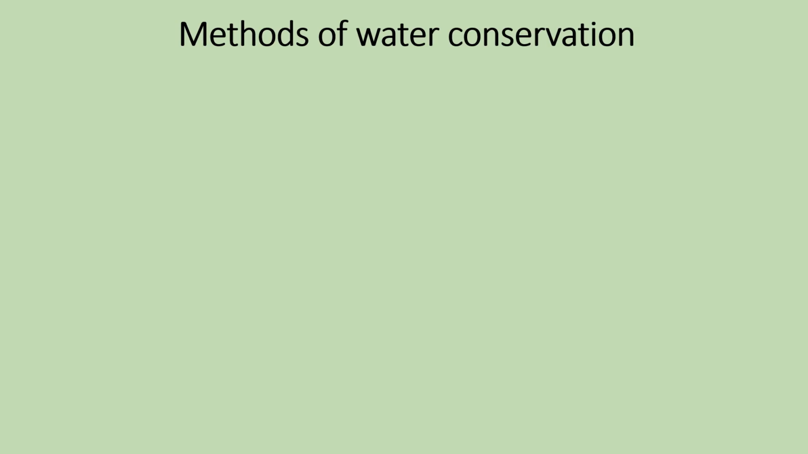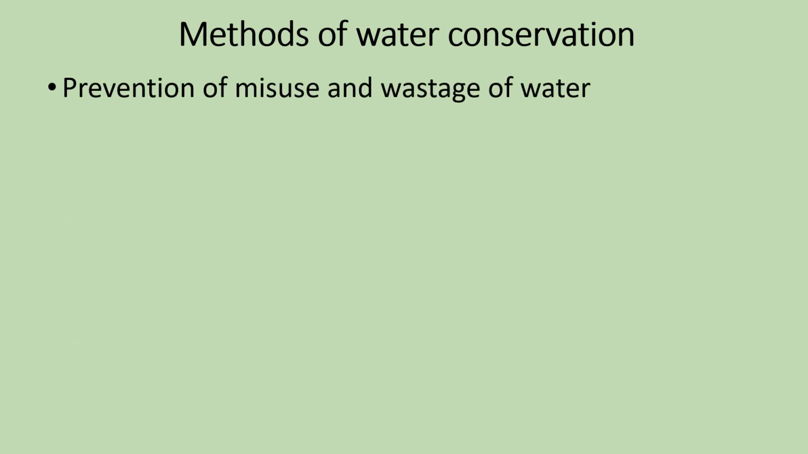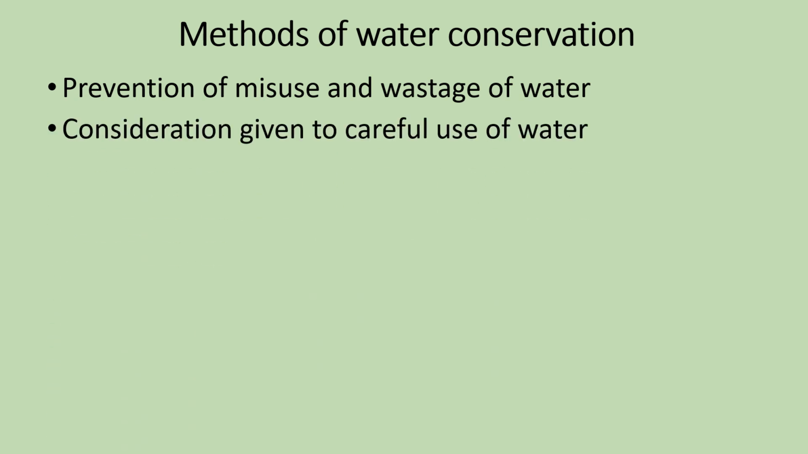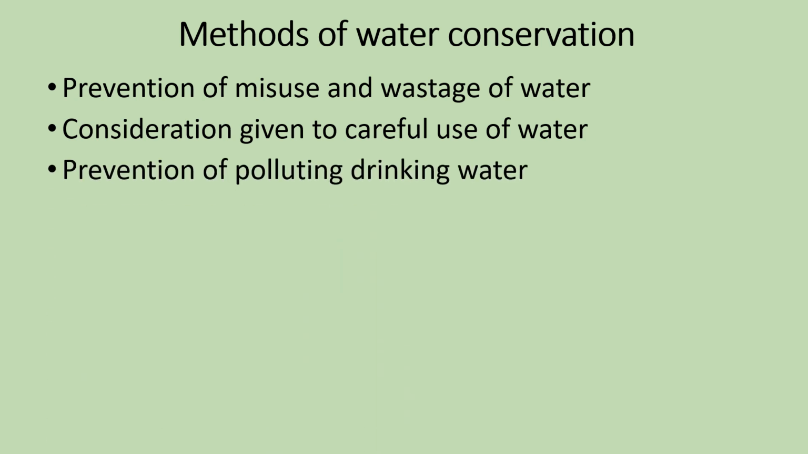Let's see the methods of water conservation. Prevention of misuse and wastage of water is very important. Careful consideration should be given to use of water. You can start this from your home. For an example, once you open the kitchen tap, make sure you close it after use. And we should never throw harmful things to waterways.